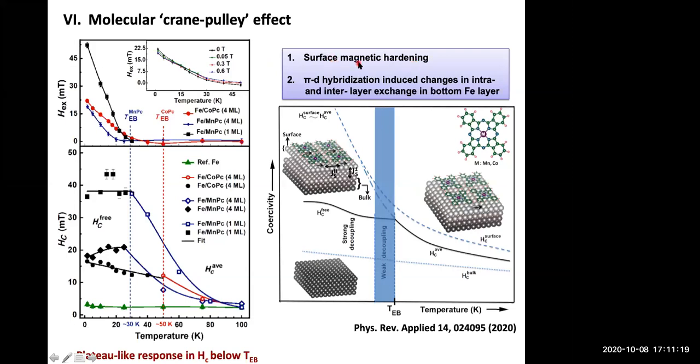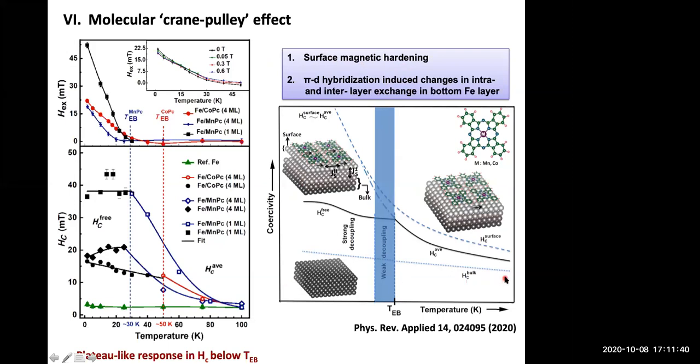One is surface magnetic hardening, which enhances or stabilizes the surface. And the second is the hybridization-induced change in the intra-layer exchange within the bottom iron layer, which is away from the interface, but close enough to modify the exchange strength within that layer. And this is what I've shown schematically here.